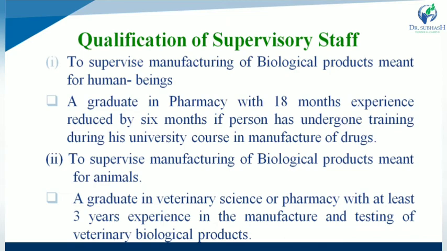Second one, to supervise manufacturing of biological products meant for animals. So what is the qualification for manufacturing of biological products that are used for animals? First of all, a graduate in veterinary science or pharmacy with at least 3-year experience in the manufacture and testing of veterinary biological products. So in case of animal products, graduation is compulsory in veterinary science, otherwise pharmacy, with 3-year experience in the manufacturing of dosage form as well as testing of veterinary biological products.